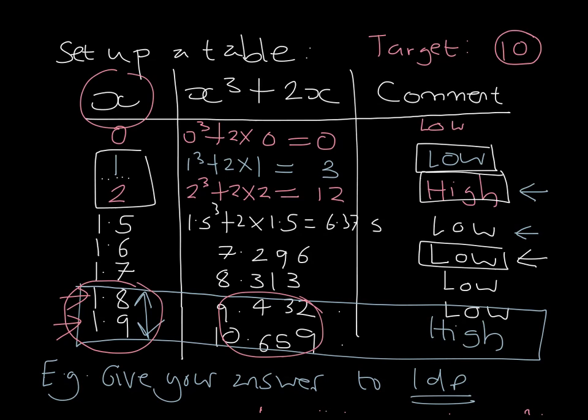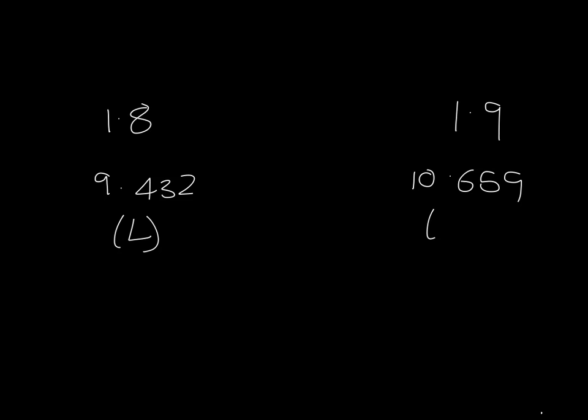We need to know, is the real answer to the equation x cubed plus 2x equals 10 closer to 1.8 or is it closer to 1.9? And this is the crucial step we have to make. Now, we know that 1.8 gave us an answer of 9.432, which was low. 1.9 gave us an answer of 10.659, which was a little bit high. In the middle of those, we have 1.85.